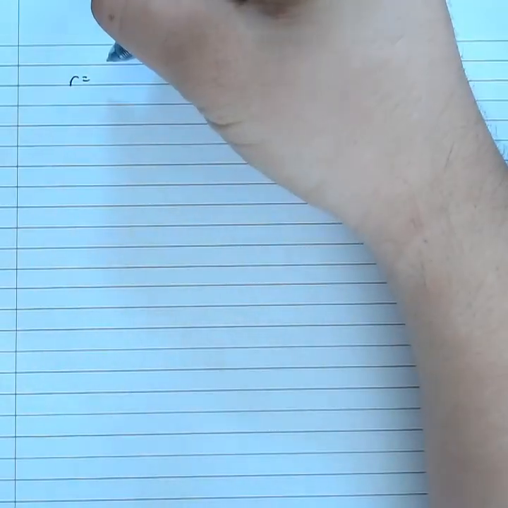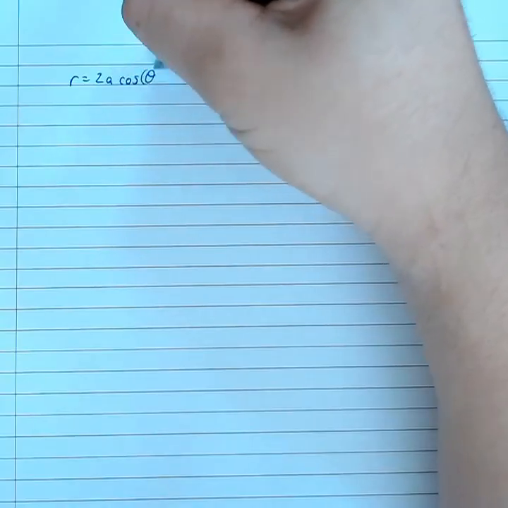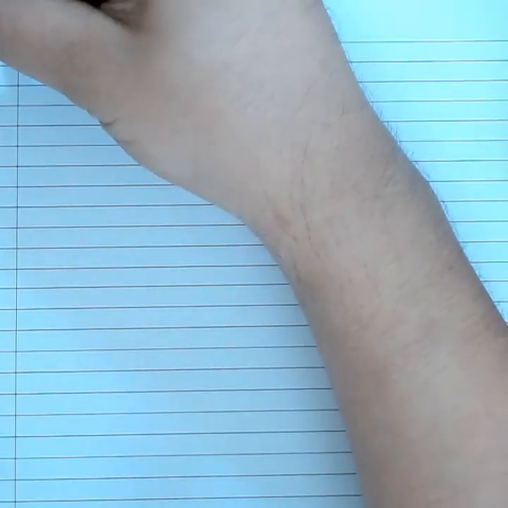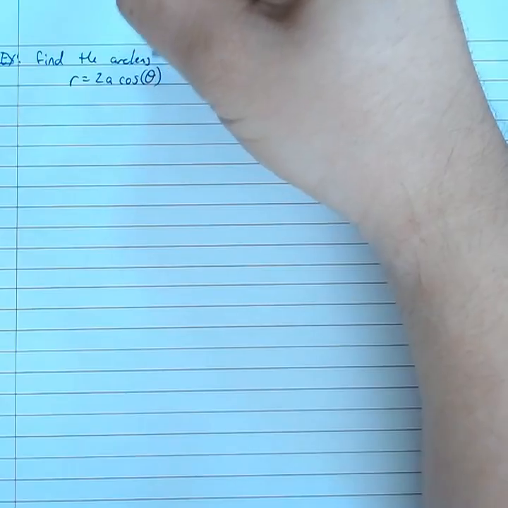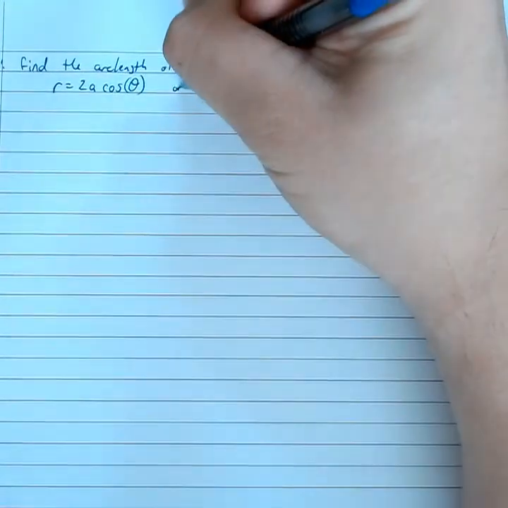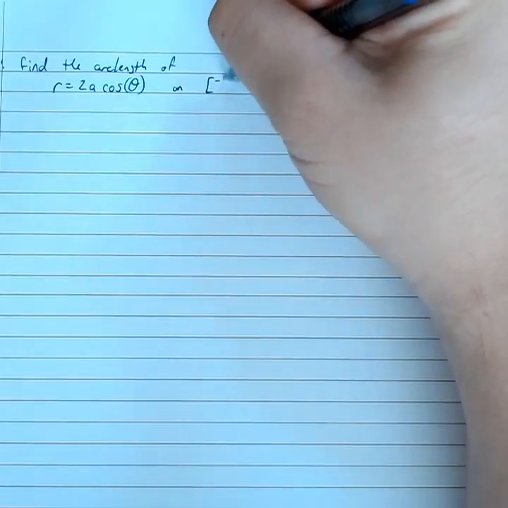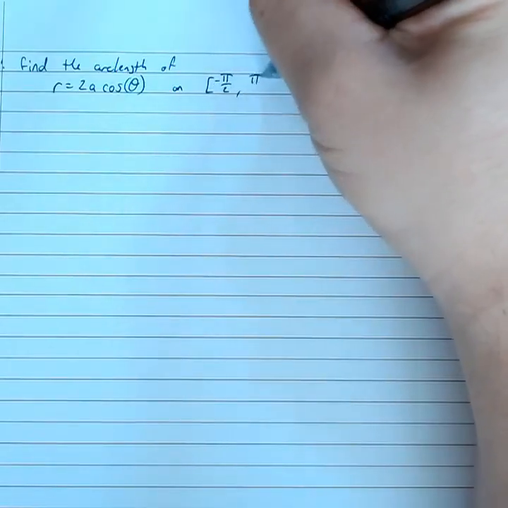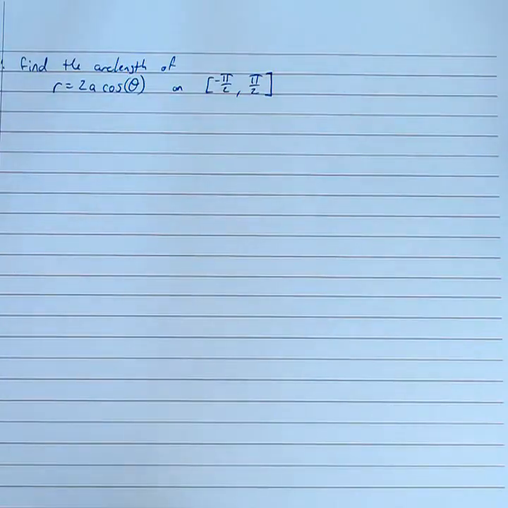Let's consider a curve given by r equals 2a cosine of theta. So we're going to go ahead and find the arc length of this on the interval from minus pi over 2 to positive pi over 2. All right. So let's see how that works out.